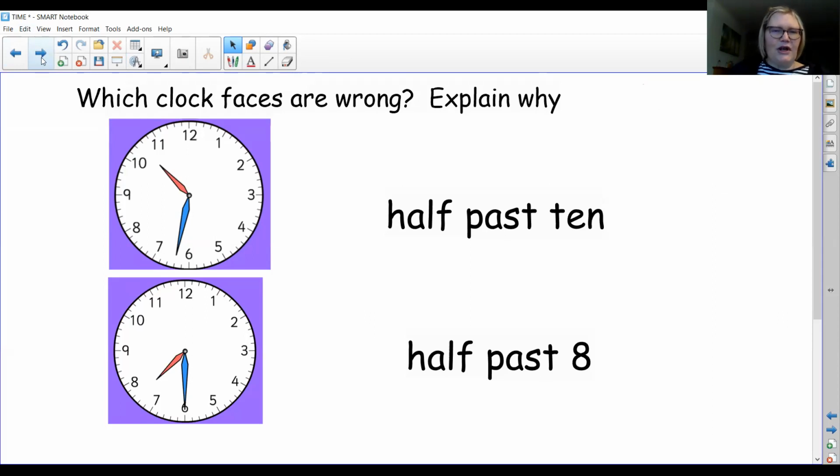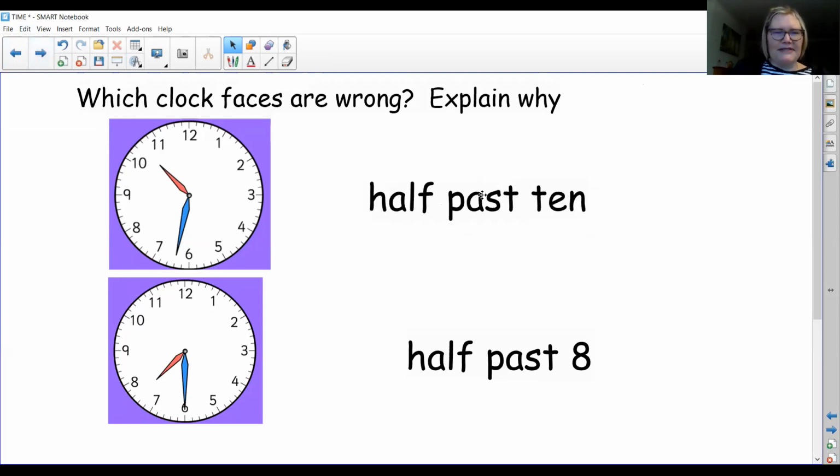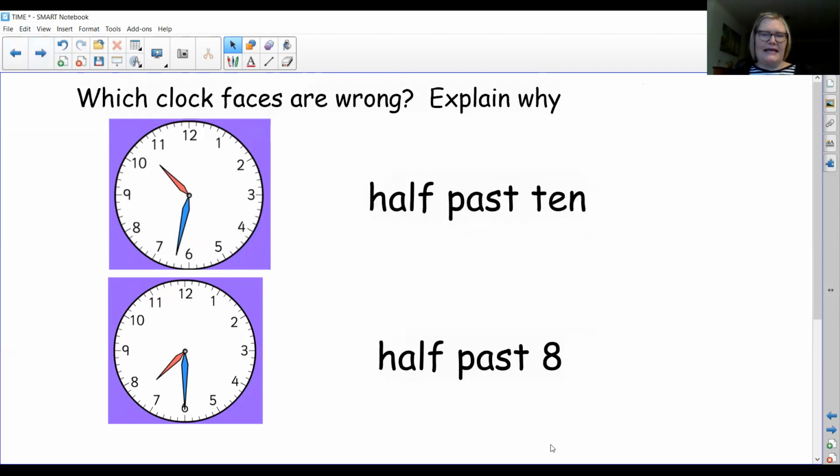So which clock faces are wrong? Explain why. So look at the two clock faces. I'm saying that this one is 10:30 and that one is 8:30. Am I right or am I wrong?